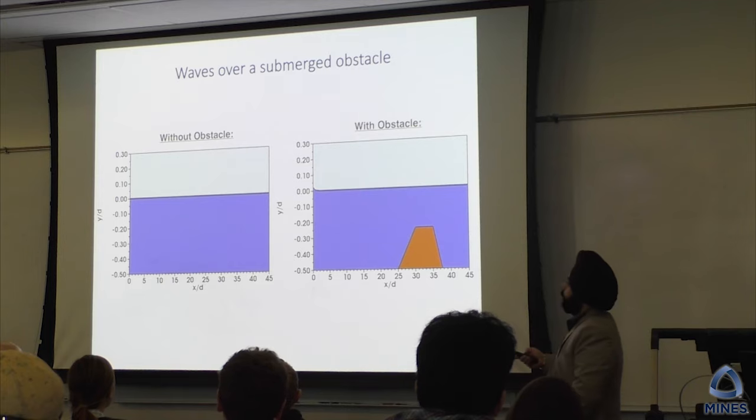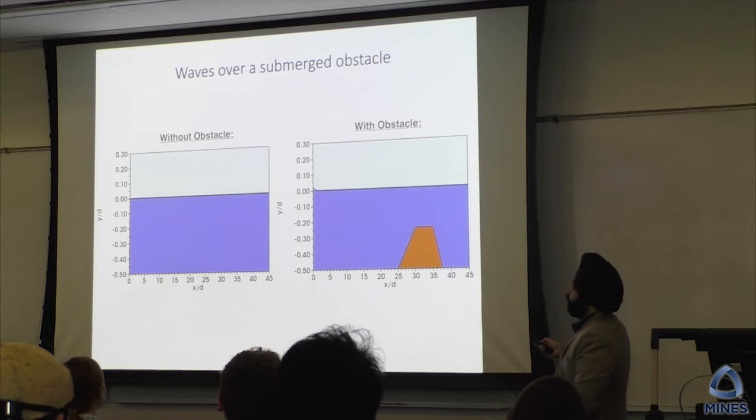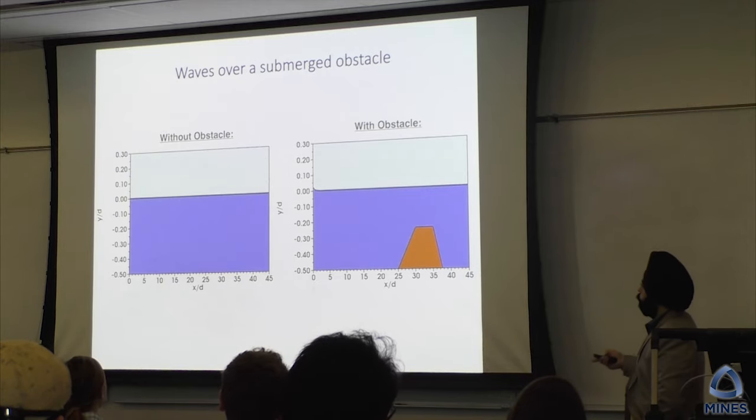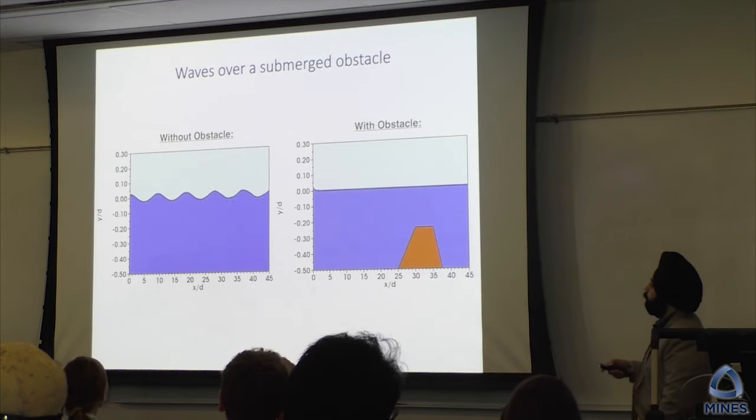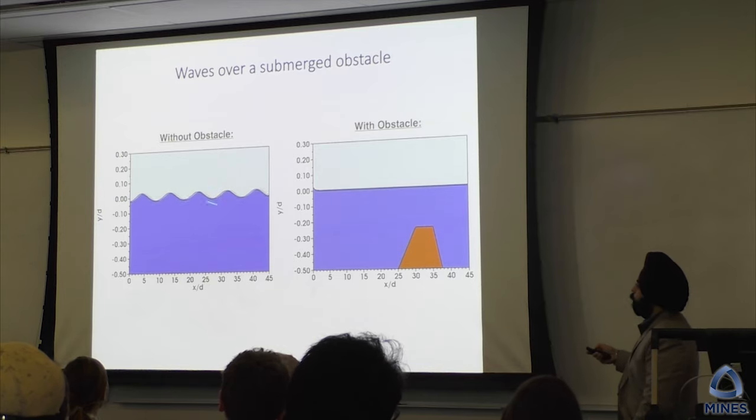So there are two cases. One is wave propagation without an immersed body, and the other is wave propagation with a submerged trapezoid or a body. So there are some pictures. We generate waves and then they propagate from left to right, and you get nice sinusoidal waves.